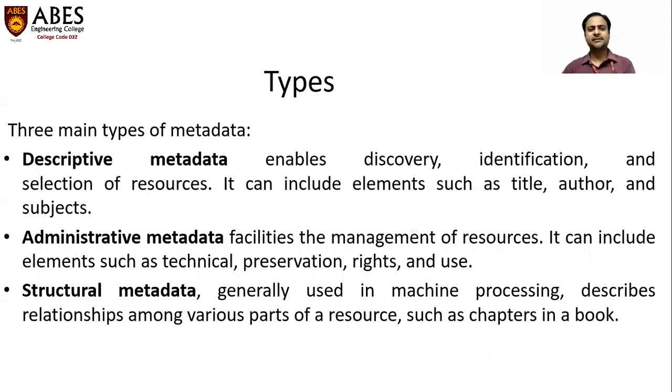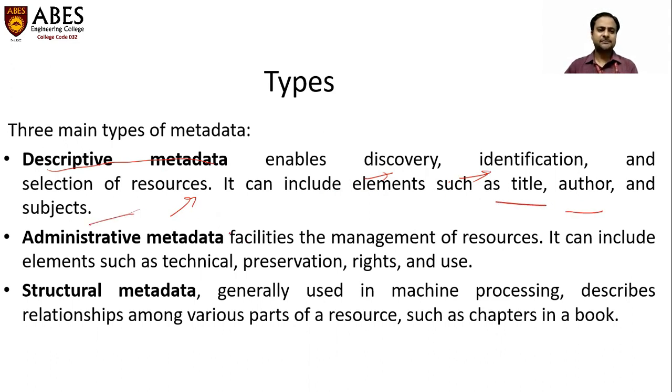Here we can see that there are three main types of metadata. First is descriptive metadata. As the name suggests, it gives the description of the different components of the data to enable research, findings, discovery, identification, as well as selection of the resources. It includes elements like title, author, and subjects.